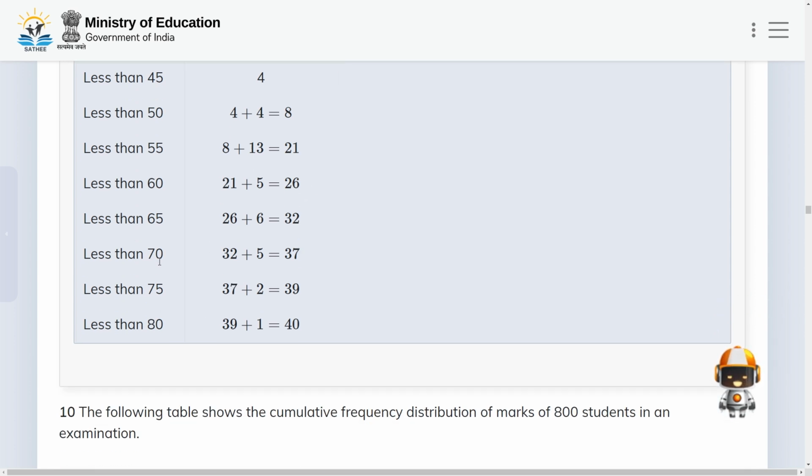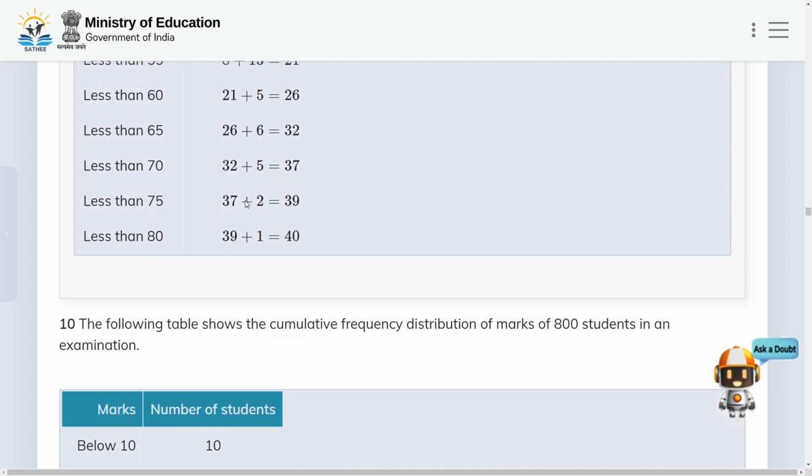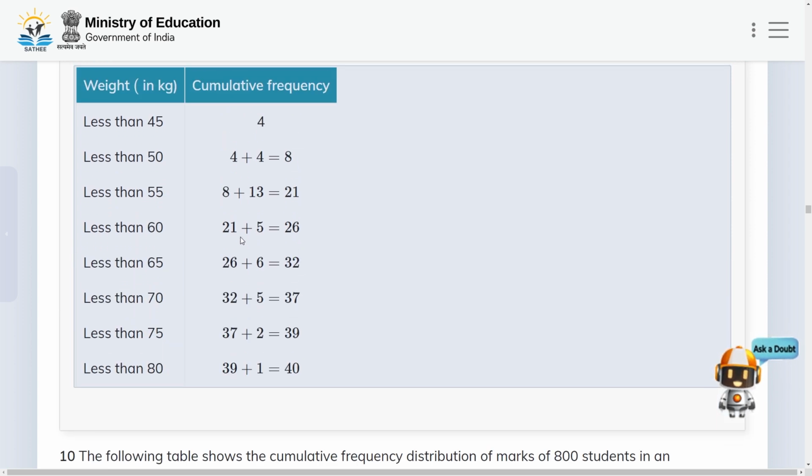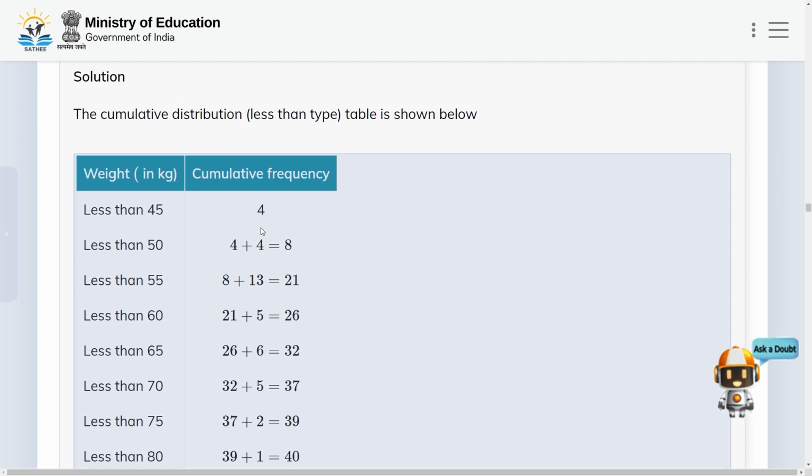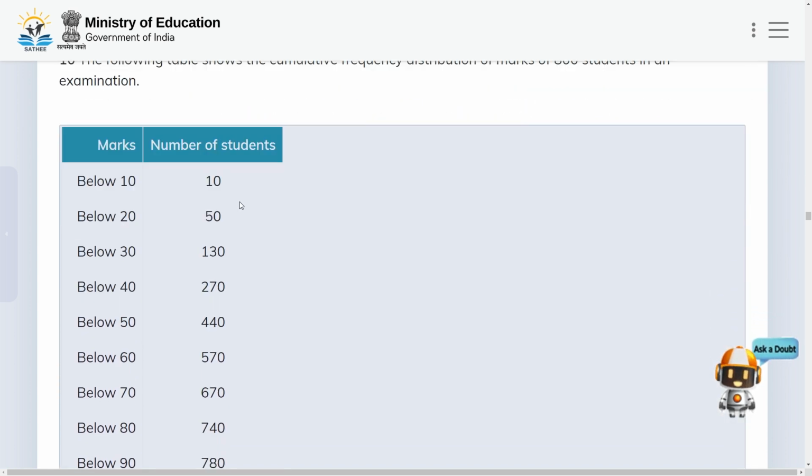When less than 70, the cumulative frequency is 32 plus 5, that is 37. When less than 75, the cumulative frequency is 37 plus 2, that is 39. And when less than 80, the cumulative frequency is 39 plus 1, that is 40. So this is the cumulative frequency table. Now let us move to the next problem.